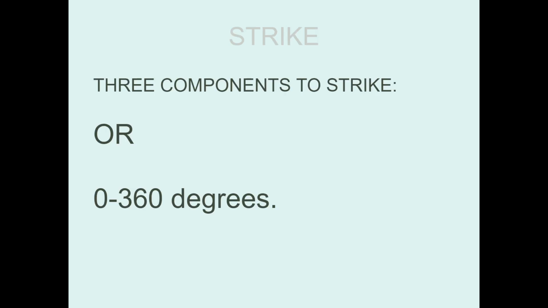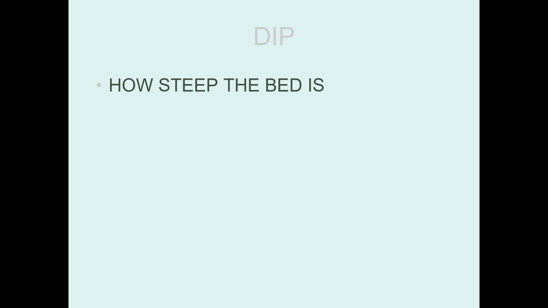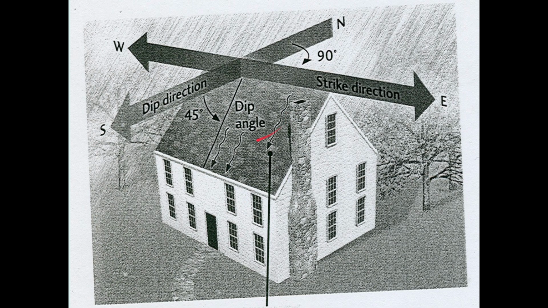So, moving away from strike, dip is how steep the bed is dipping. We can think of it as like the steepness of a roof. So if this roof is our rock bed, how much is this roof dipping? If horizontal is 0 degrees, then this roof is dipping 45 degrees. If it were shallower, maybe it'd be about 35 degrees.